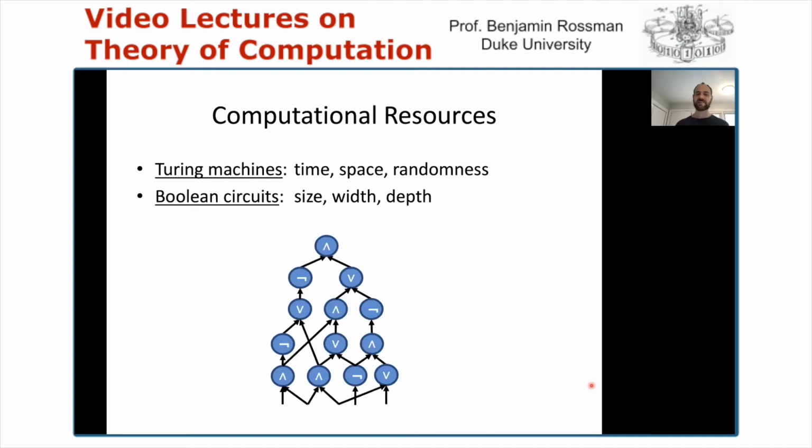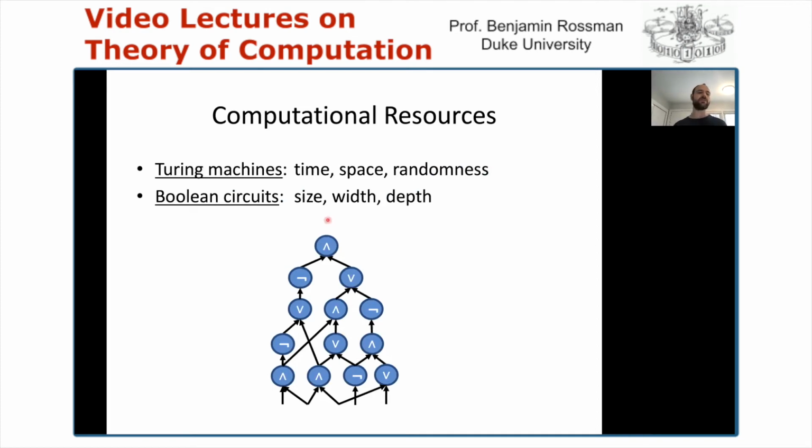So next, let's have a look at some of the other computational resources of Turing machines on the one hand and circuits on the other hand. So in the setting of Turing machines, we study time complexity, space complexity, randomness. And for Boolean circuits, we've already discussed size, we defined but haven't yet discussed depth as a resource.